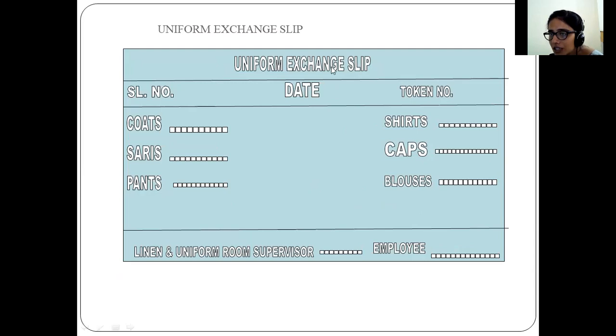Then uniform exchange slip: serial number, date, token number, coats, saris, pants, whatever uniform we have. So we have to write here the shirts, caps, blouses, and the linen and uniform room supervisor's signature and employee's signature. So this is the uniform exchange slip. Whenever we are exchanging with the laundry, after the cleaning of laundered material like uniforms, we have to issue the exchange slip.